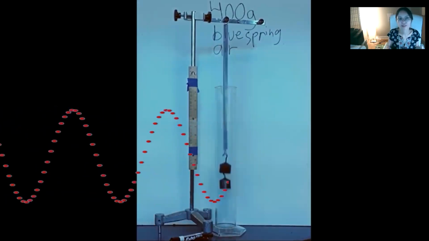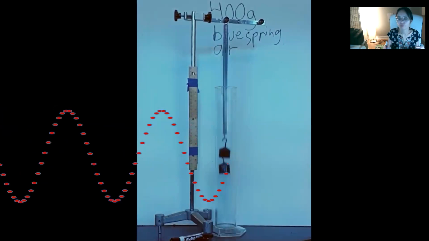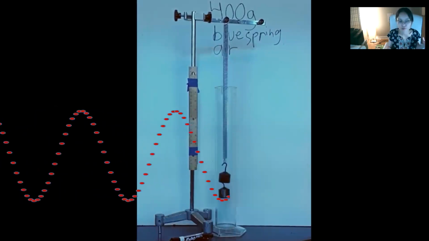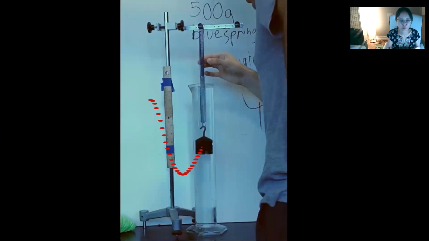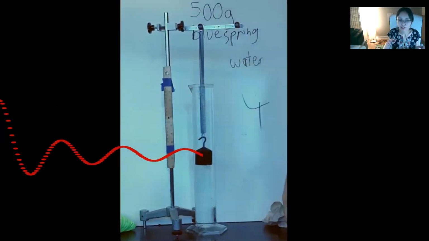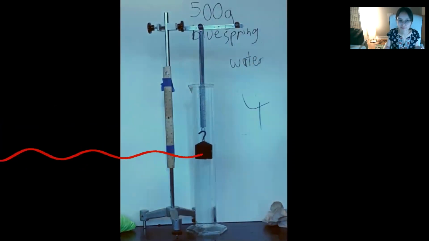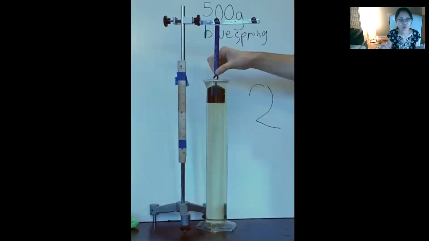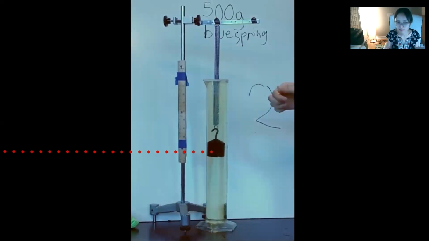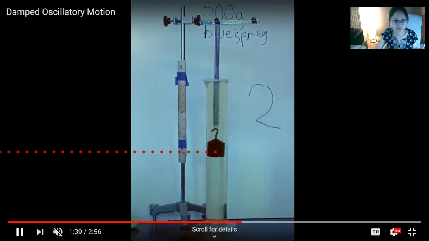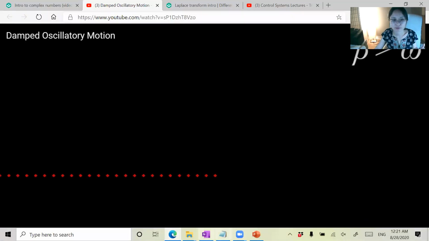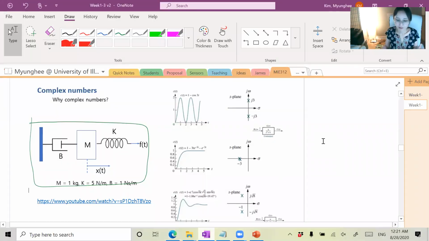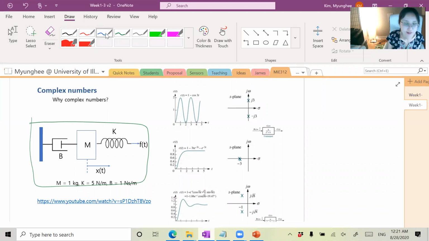So for some controller, it looks like this. But if we tune the controller, it may look like this. There's still some oscillation, but it decays in time, and eventually it almost stops. Another case is that it doesn't oscillate at all. So how do we express those behaviors mathematically?